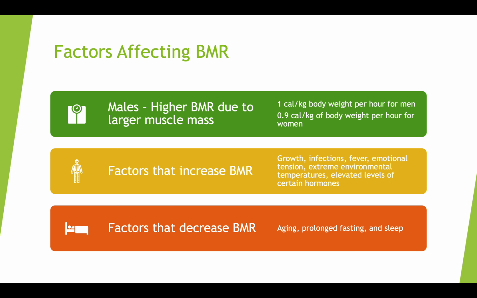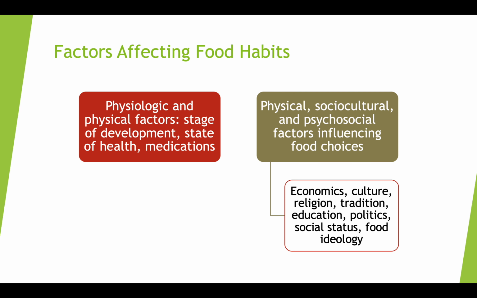So factors that decrease the BMR would be aging. As we get older, our basal metabolic rate slows. Prolonged fasting: after a while, your body is going to go as slow as it can to keep you alive as long as it possibly can. And then sleep. You don't need to have as much energy when you're sleeping. You guys remember all this.